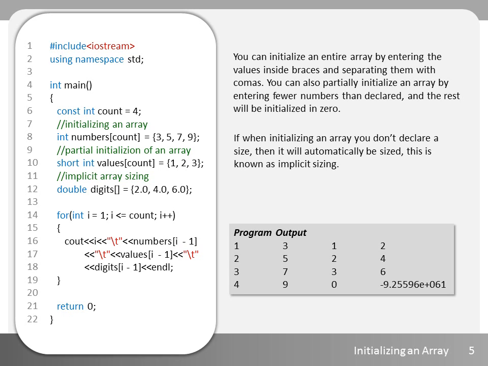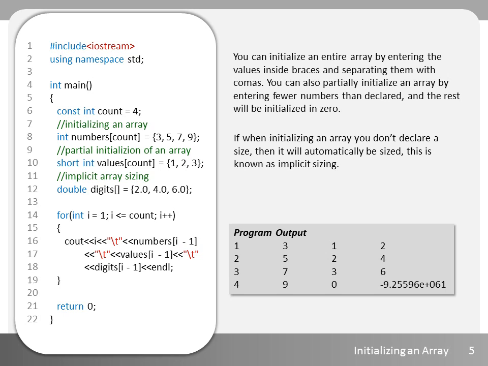Then we have implicit array sizing. On line 12, I declared an array of type double called digits, but I left the brackets empty. So at the time of initializing it, the array will automatically size itself to the number of elements that were used to initialize it. In this case, it's size 3 because it was initialized with a 2, a 4, and a 6, only 3 elements. The problem with implicit array sizing is that later, to print the arrays using a loop, you must know the size of the array. Now we're going to loop through them all.